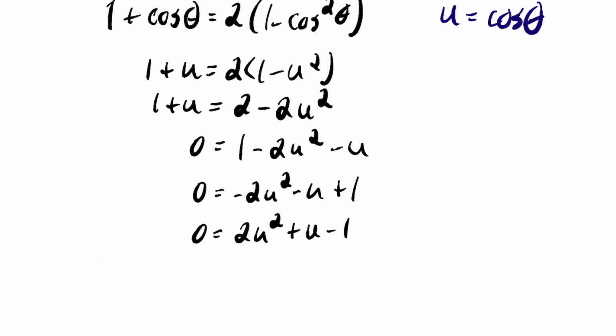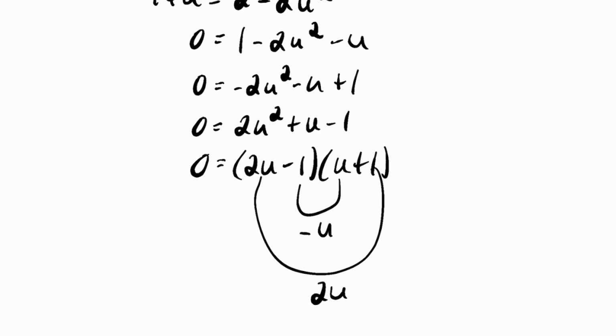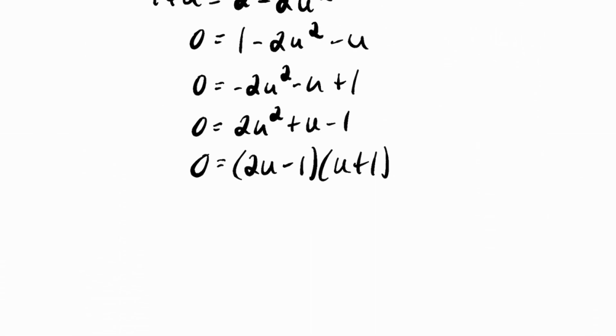Now this factors 0 equals, parentheses, 2u minus 1 times u plus 1. And when in doubt, when you're factoring, I like to do this. Multiply those two guys, I get negative u. Multiply those two guys, I get 2u. Do those two add up to make the middle term? Oh, they do. Negative u plus 2u makes 1u, which is what I have right here, right? 1u. Okay, so let me get rid of that. That's just a check that I can make for myself.